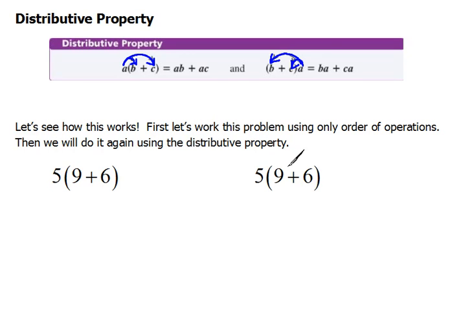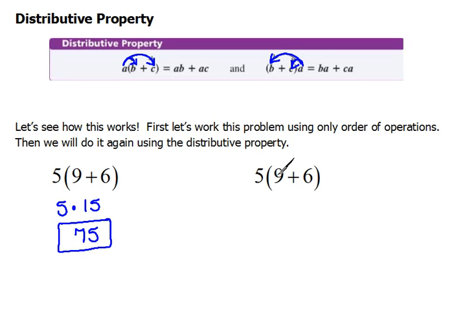All right, we have the exact same problem here, written twice. The first time I'm going to work it just using order of operations because we know that that works. So this says 5 times 9 plus 6. Now order of operations says I need to do the 9 plus 6 first. 9 plus 6 would be 15. And then I still have to multiply 5 times that. Multiplication comes after parentheses, and 5 times 15 would be 75. Okay, so we know what the answer should be.